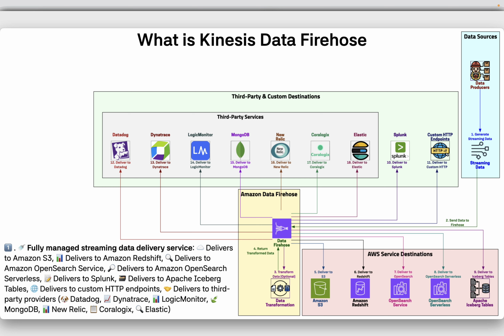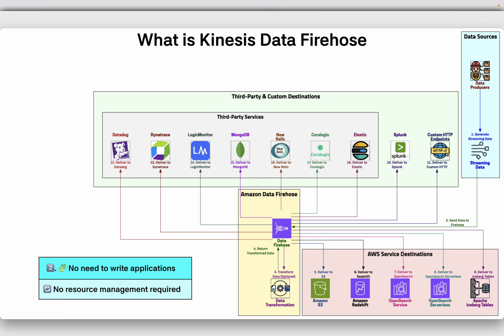So what is Kinesis Data Firehose? Amazon Data Firehose is a fully managed service for delivering real-time streaming data to destinations such as Amazon Simple Storage Service S3, Redshift, Amazon OpenSearch Service, Amazon OpenSearch Serverless, Splunk, Apache Iceberg Tables, and any custom HTTP endpoint or HTTP endpoints owned by supported third-party service providers, including Datadog, Dynatrace, Logic Monitor, MongoDB, New Relic, CoralLogix, and Elastic.